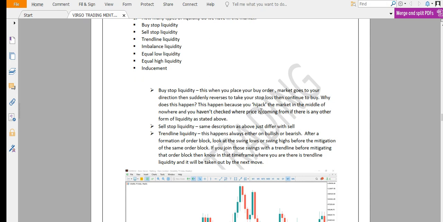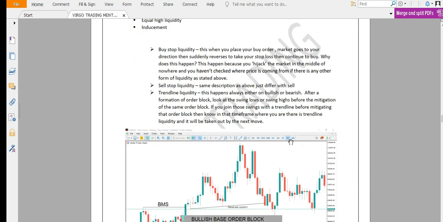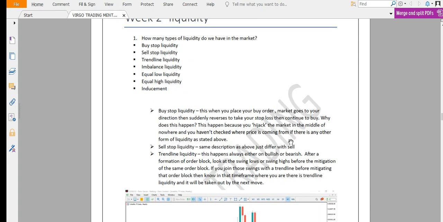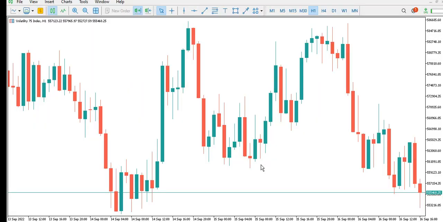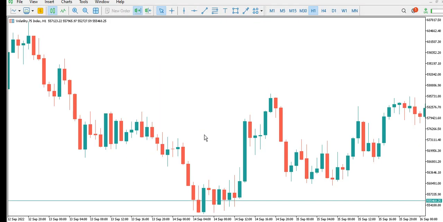Right. So now another kind of liquidity, sell stop liquidity. What is it? The same description, just differing with a sell because the previous one is buy. So you don't have to dwell much on that. So now the trend line liquidity, or before we get to the trend line liquidity, let's deal with this buy stop liquidity. Now this is how that buy stop liquidity works.